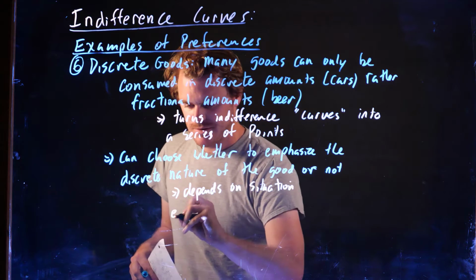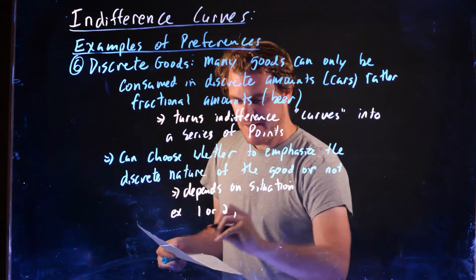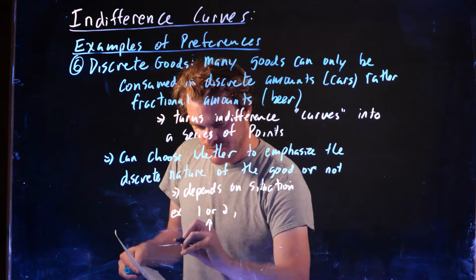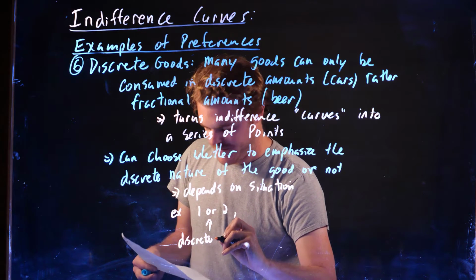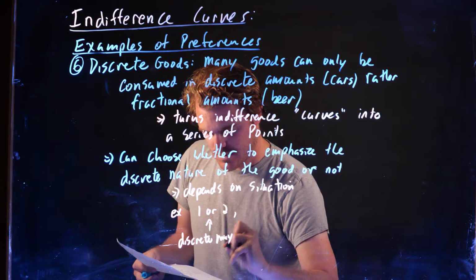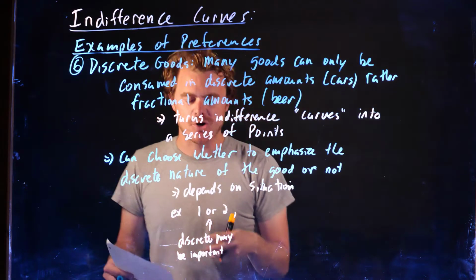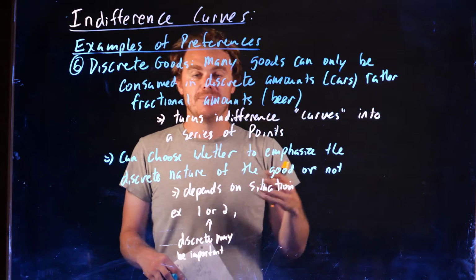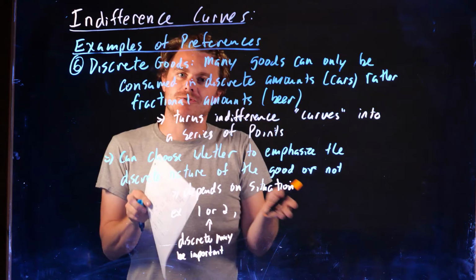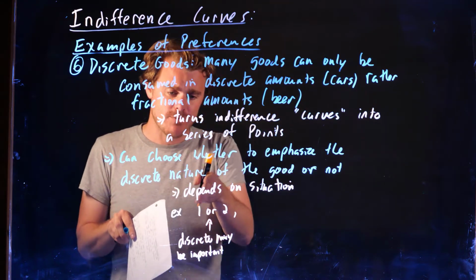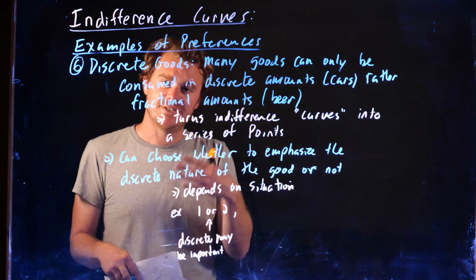So for example, if you had a good where you're going to have 1 or 2 of the good, it might be important to emphasize the discrete nature of the good. If we're going to purchase 1 or 2 of these goods, or maybe the goods are children or something like that, and they come in whole amounts, right? So it might be really important. When we have low numbers of goods, we emphasize that discrete nature of the good.